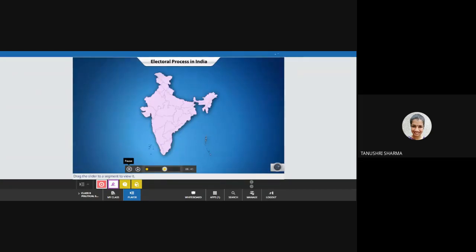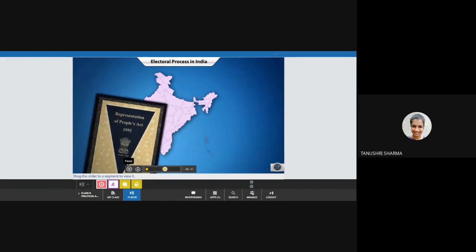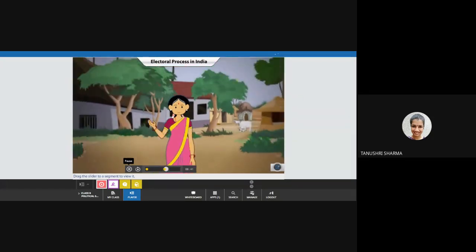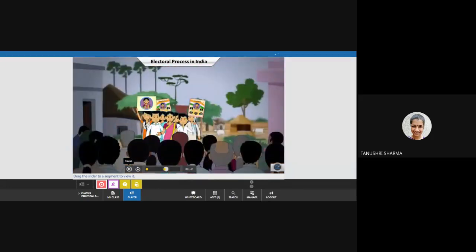The process of elections in India is laid down under the Representation of People's Act of 1951. But how is this act implemented to conduct a smooth election? Meet Shanta. She was the Union Party candidate for one of the assembly constituencies in Andhra Pradesh. Let's look at her journey and understand the electoral process better.